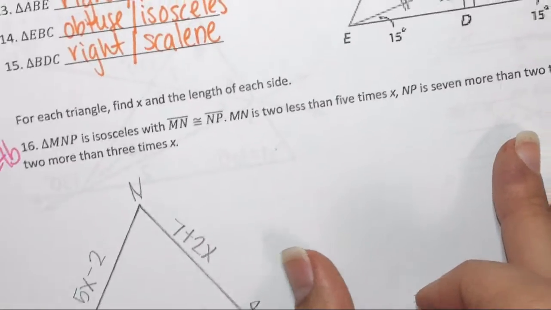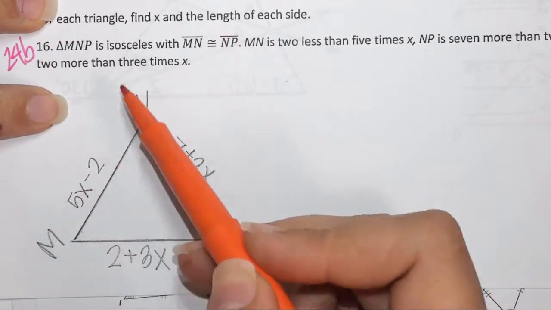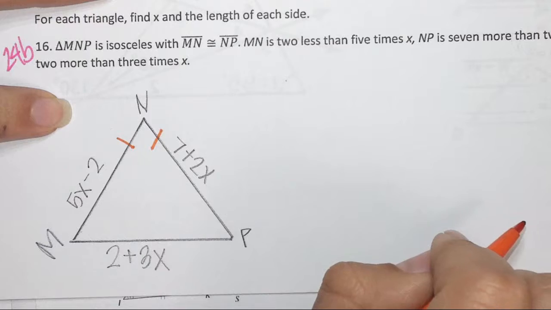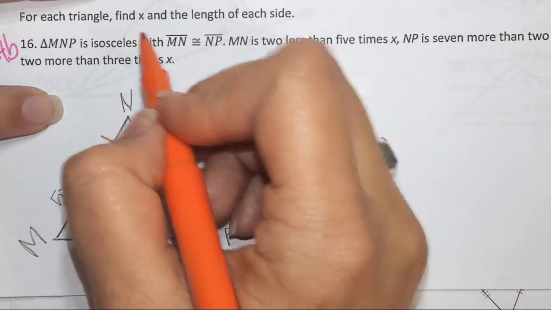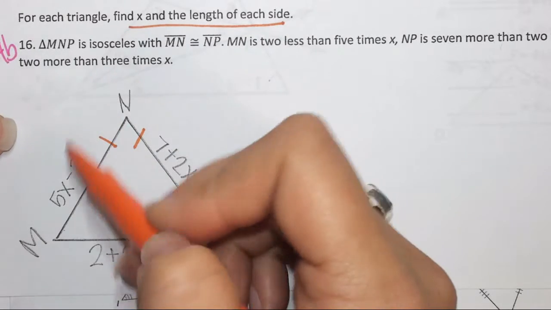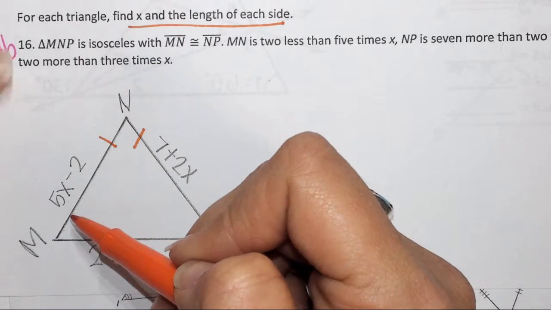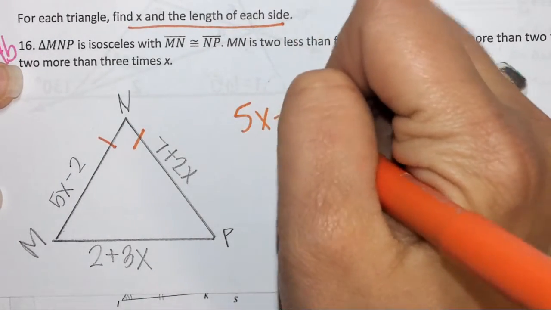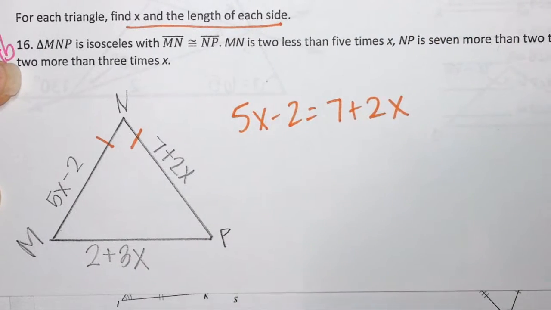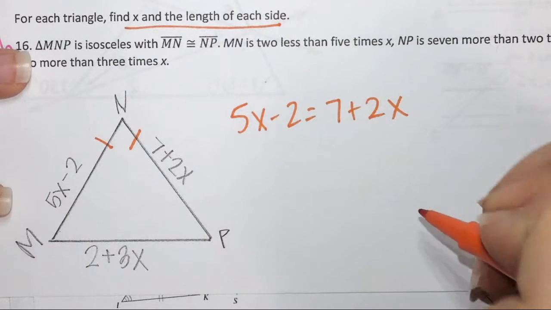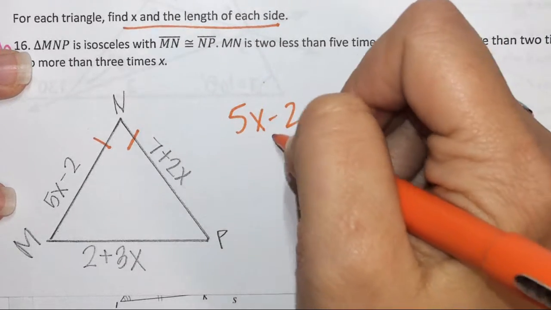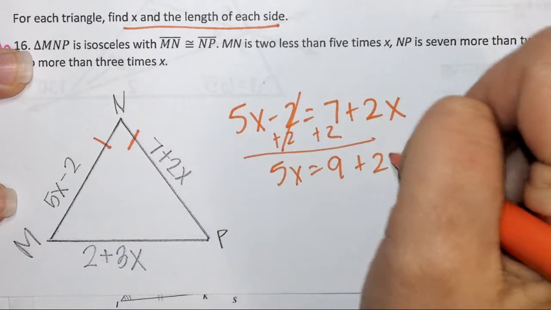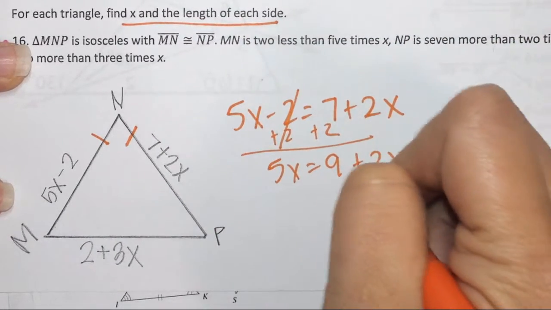Alright, here we go. It says the triangle MNP is isosceles with MN congruent to NP. So these two have tick marks. If they're congruent, what do you do? You set them equal to each other. It says to find x and the length of the sides. Which two sides are we going to set equal to each other? 5x minus 2 and 7 plus 2x. Then what are we going to do? Add 2 to both sides. And we get 5x equals 9 plus 2x. And then subtract 2x.